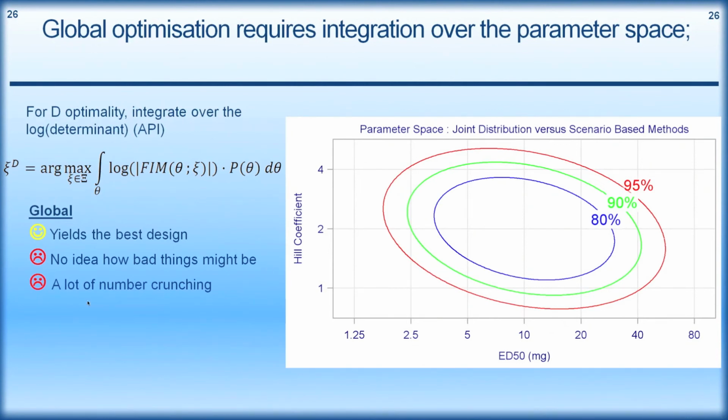And the second thing to maybe comment on is it can be a lot of number crunching, especially if you're doing clinical trial simulation and you're trying to do this over the joint parameter space. If you're doing just something like this, the determinant of the Fisher information matrix, it perhaps is going quick and we can do this integration perhaps over 1,000 samples very, very quickly.